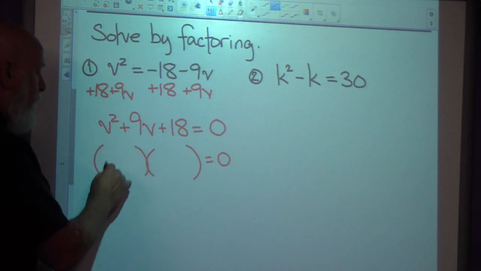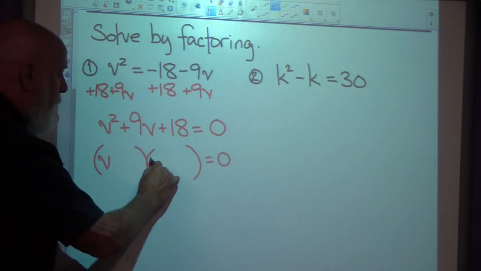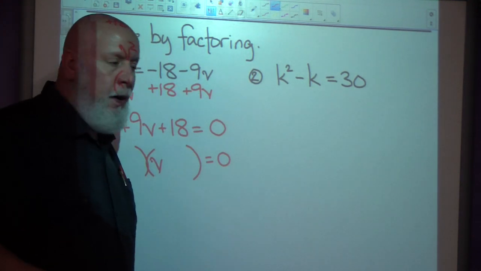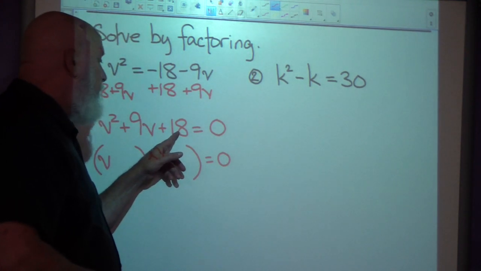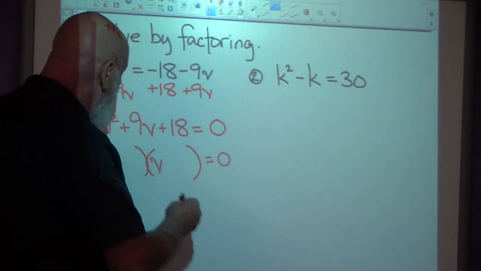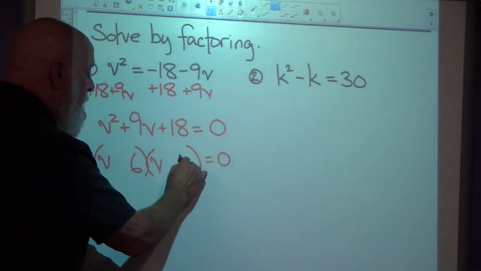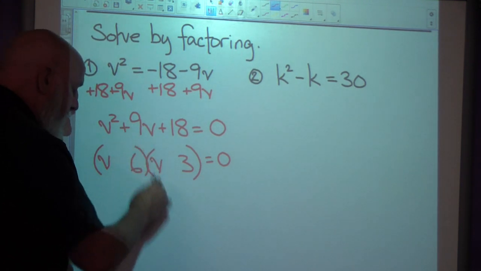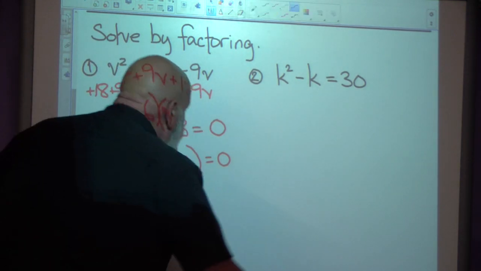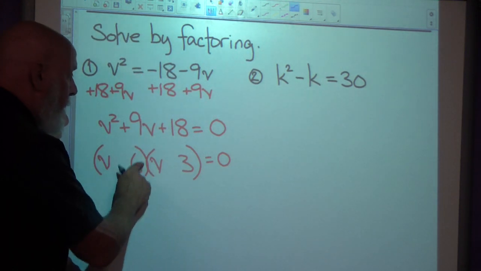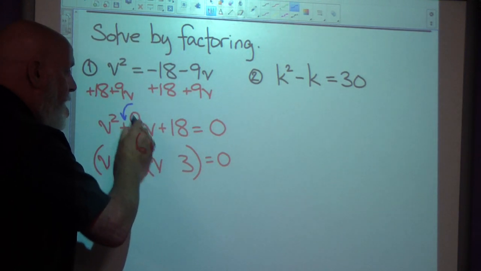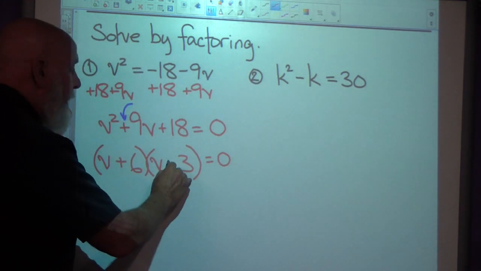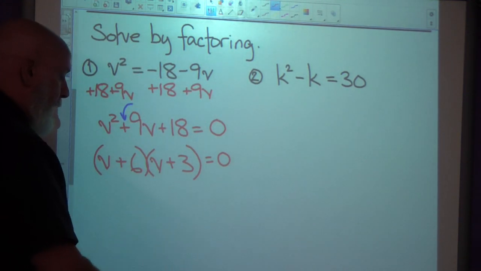I take the square root of this one, put it here and here. I look for factors of 18 that will add up to 9. Well, that would be 6 and 3. 6 and 3 might work, so I'm going to try it. And in order to add up to net positive 9, that's what we're shooting for here. It doesn't matter where we put the 6 and the 3. What matters is they have to add up to positive 9. So I'm going to make the 6 positive and the 3 positive. That's how they add up to positive 9.